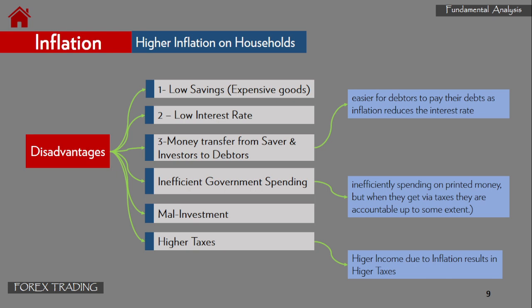Number four, inefficient government spending. When the government prints more money, their spending also becomes inefficient on the printed money, but when they get money via taxes, they are accountable to some extent. We also see that if more money is printed in a country, it goes into bad investments, and then there are higher taxes. Higher income due to inflation results in higher taxes.